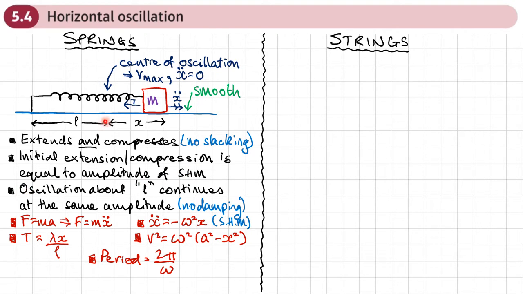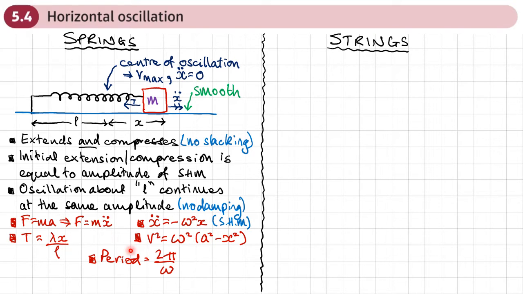Oscillation about L, so this is going to be the center of oscillation, the natural length, continues at the same amplitude. So there is no damping, so that amplitude remains the same. Now, if we had friction, for example, then we'd expect that oscillation to decrease until the mass stays at its natural length. But we are simplifying the case, and it's going to be continuing at the same amplitude, so there's no damping with this simple harmonic motion.